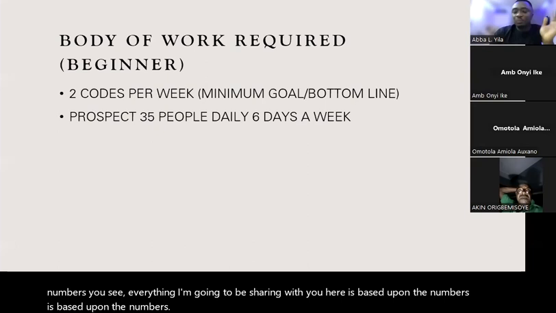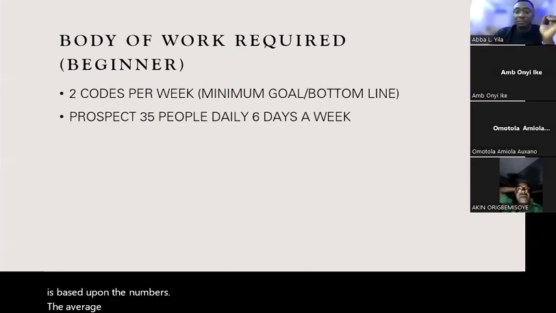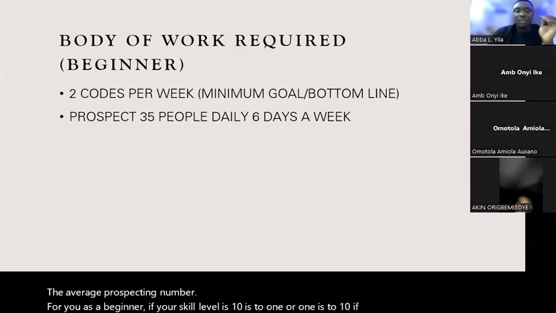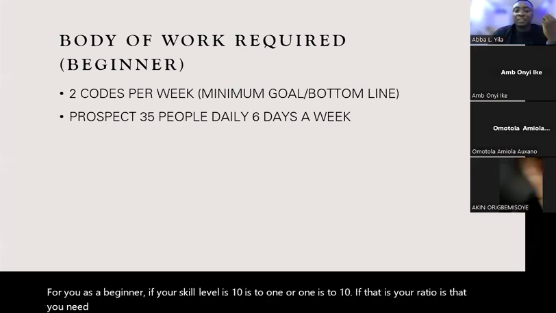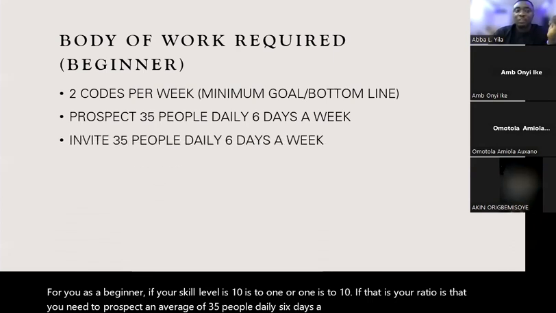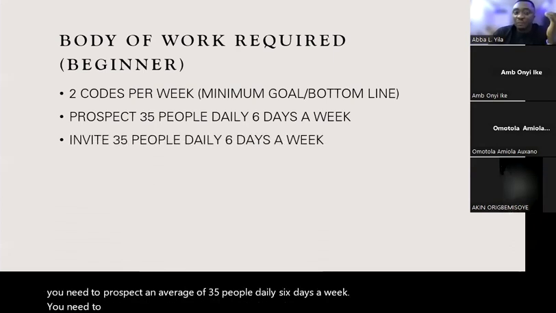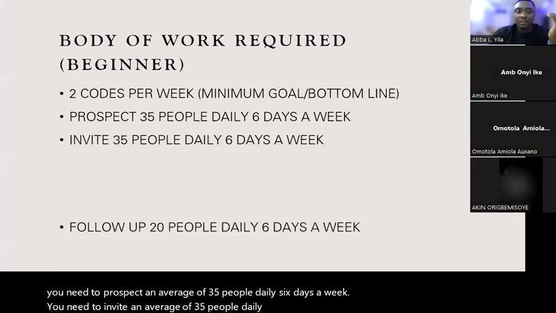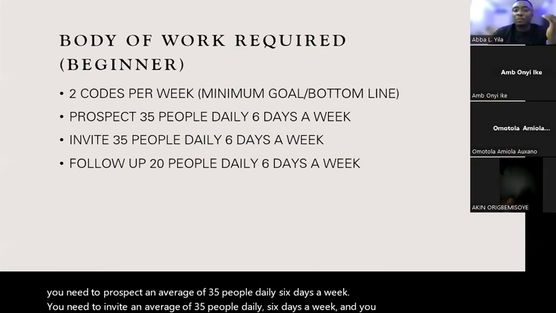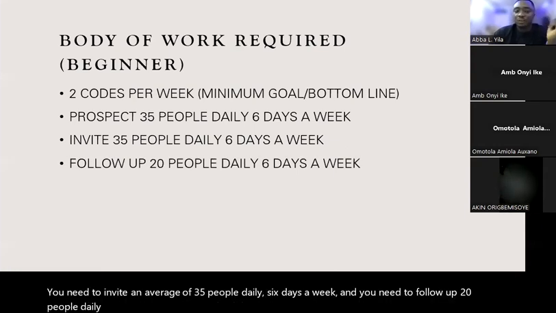The average prospecting number for you as a beginner, if your skill level is 10:1 or 1:10, if that is your ratio, is that you need to prospect an average of 35 people daily, 6 days a week. You need to invite an average of 35 people daily, 6 days a week. And you need to follow up 20 people daily, 6 days a week.